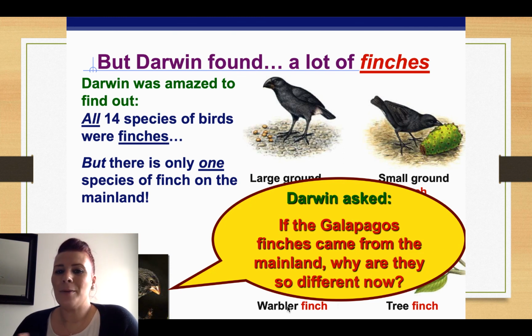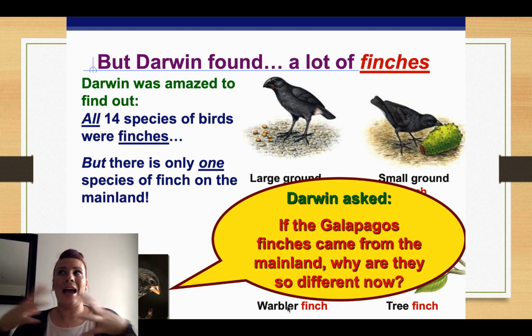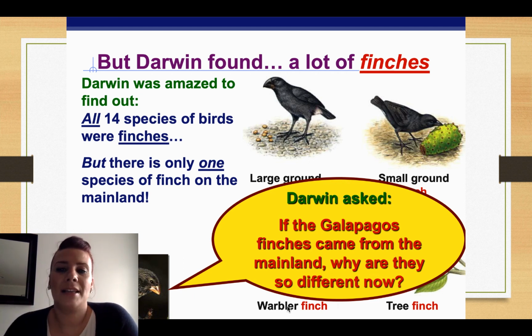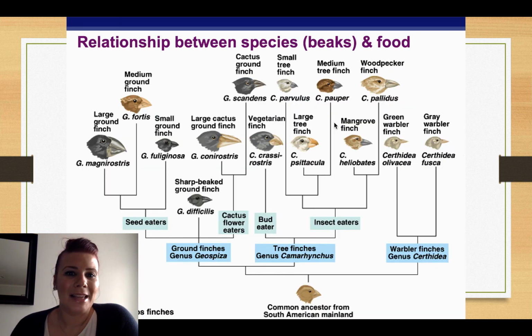They came from the mainland, right? So they came primarily from Ecuador. And he was like, well, why are they different? If it was the same bird and now they all look different, what caused that to take place? And I hope that this gives you a little clue about what you're kind of gonna figure out about what took place. Is basically it was related to their food and their diet.